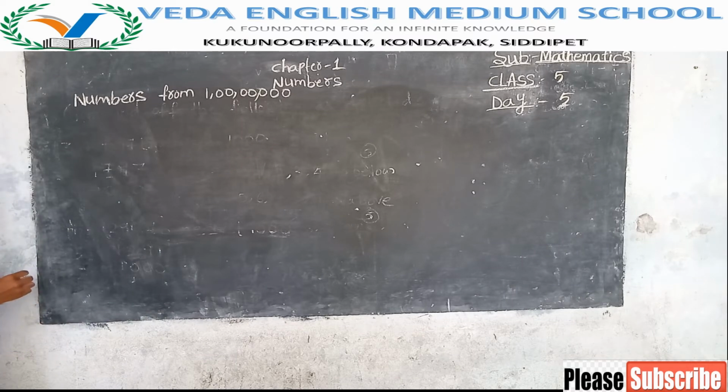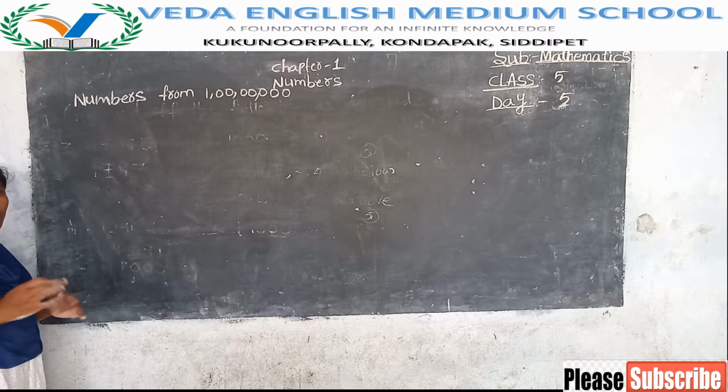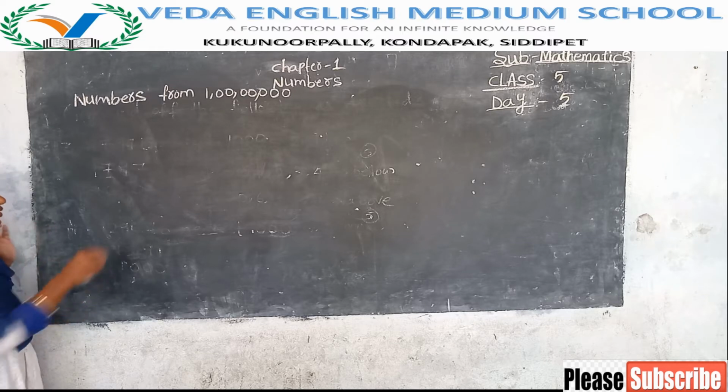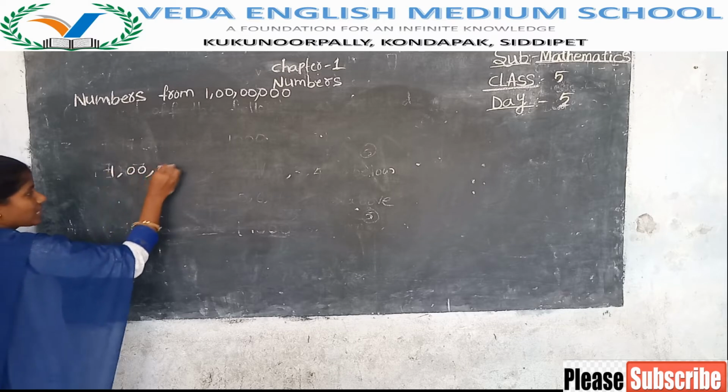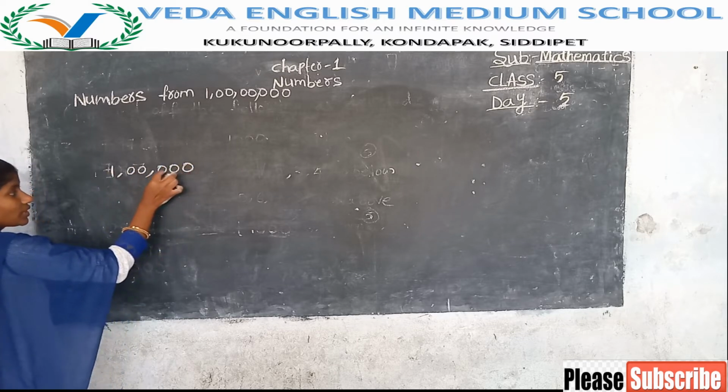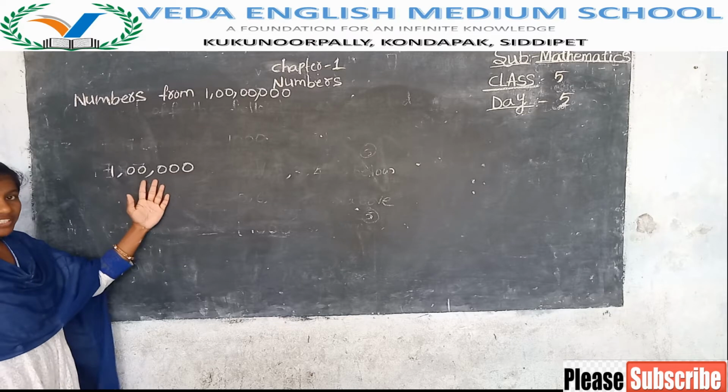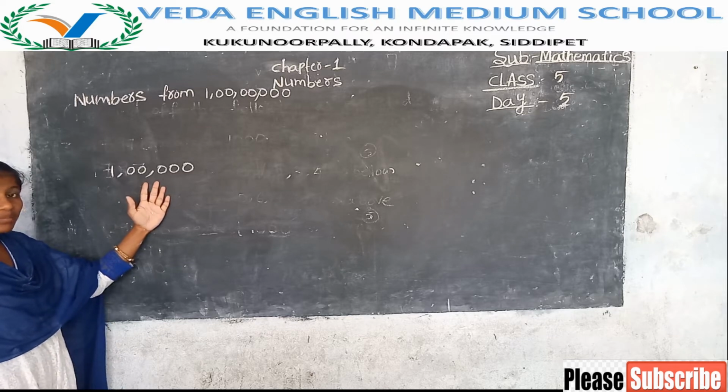Numbers from 1 crore we will learn. Before going to numbers from 1 crore, first of all we will recall once what we have learned in class 4. In class 4 we have learned the numbers from 1 lakh onwards. 1 lakh can be written with 5 zeros: 1, 2, 3, 4, 5. If you have 5 zeros, then that number is called 1 lakh.